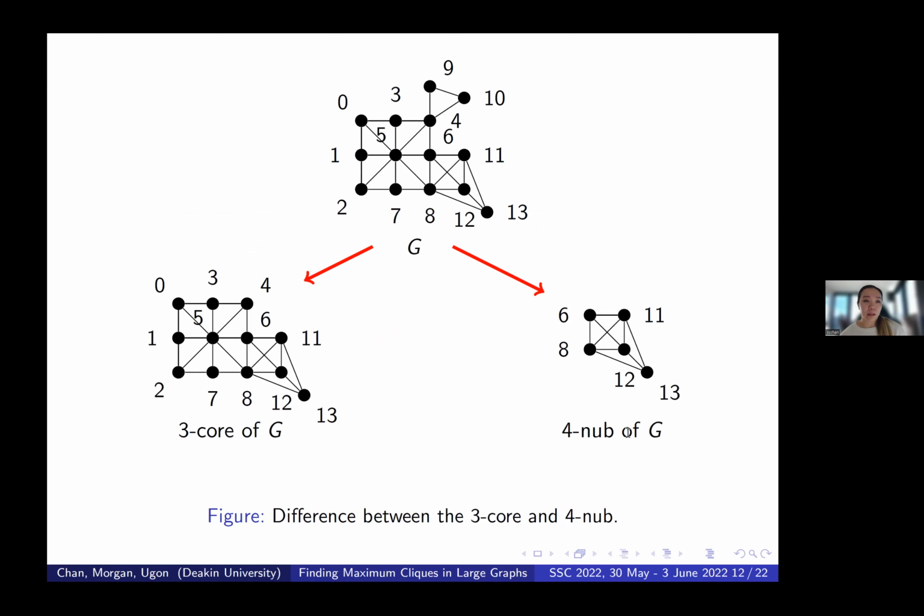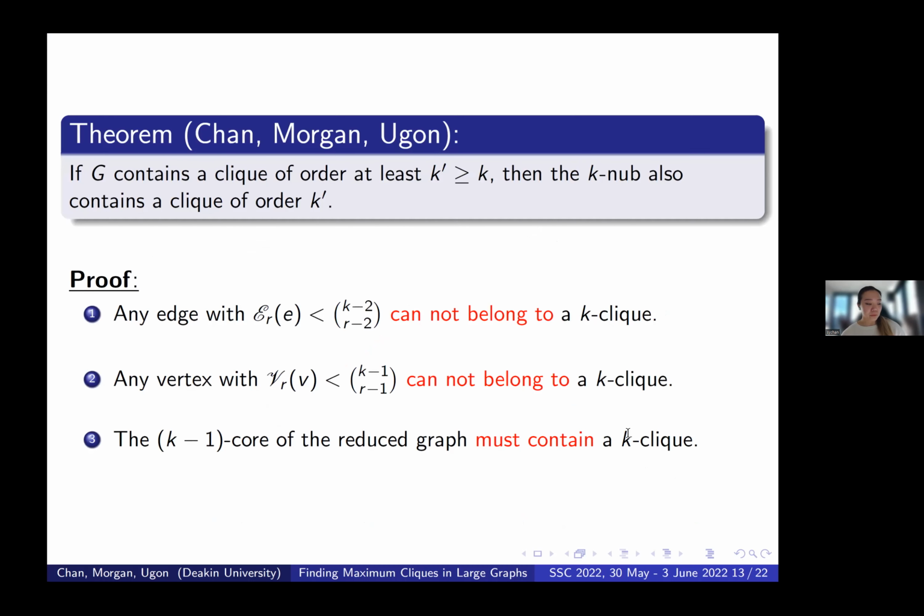Okay, next. Now with this, we give the following theorem for our reduction. I won't go into too much detail of the proof, but I'll give the main essence of it. The proof contains 3 main parts. First, we know that any edge that doesn't meet the threshold cannot belong to a K-clique. In the second part, we know that any vertex that doesn't meet the vertex participation threshold cannot belong to a K-clique. And in the third part, we also know that the K-1 core of the reduced graph also contains a K-clique.